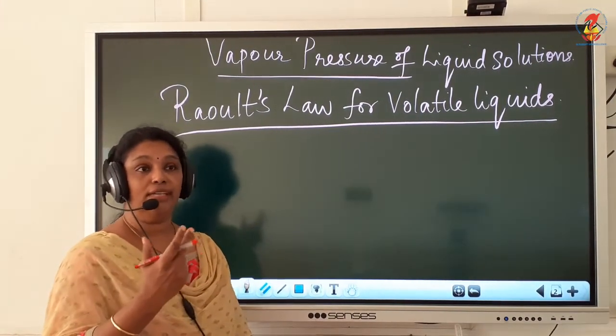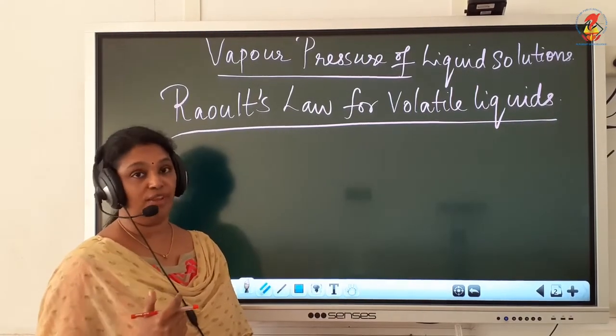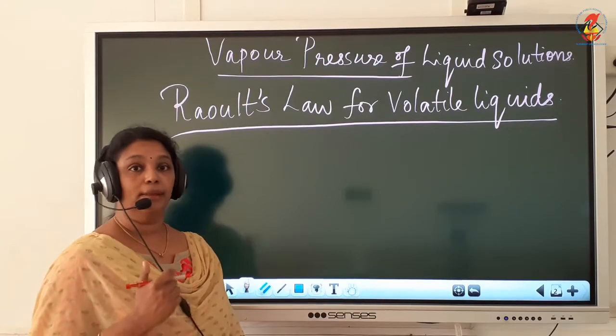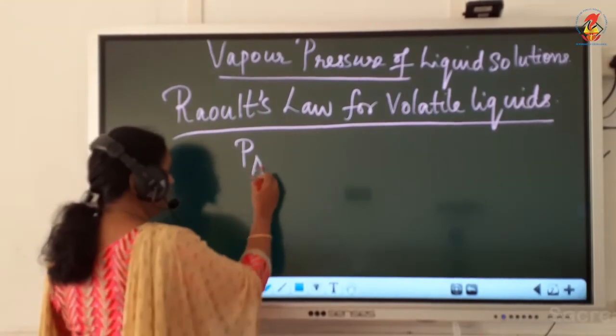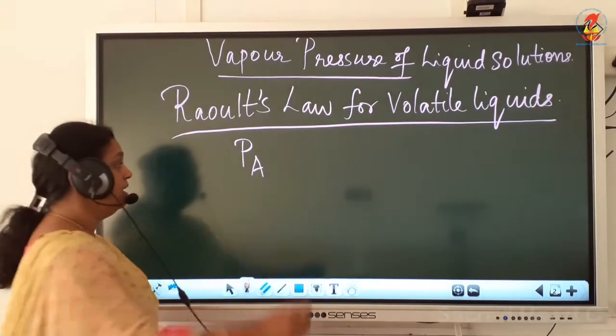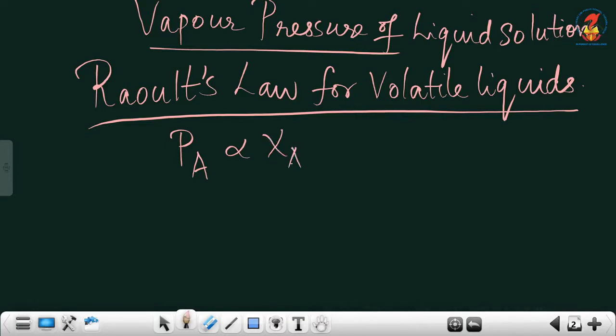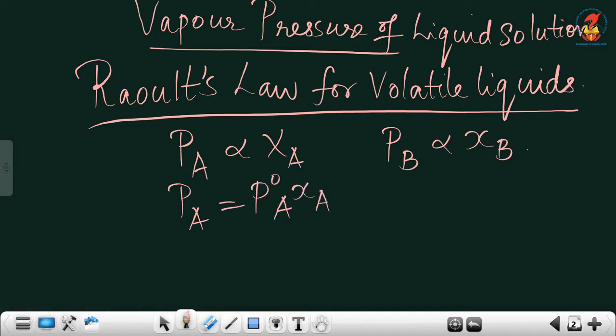So, solvent will have its vapor pressure and solute will have its vapor pressure. According to Raoult's law, the partial vapor pressure of solvent, one component denoted by PA, is proportional to its mole fraction XA. And the second component is solute. The partial vapor pressure of solute is proportional to mole fraction XB. Now removing the proportionality sign, PA is equal to P naught A into XA, and PB is equal to P naught B into XB.